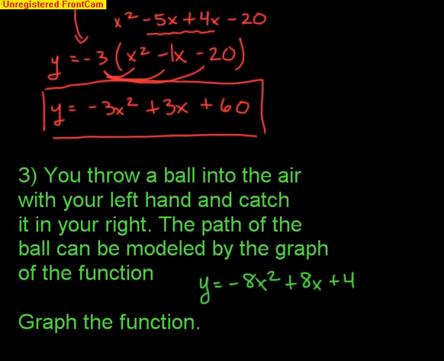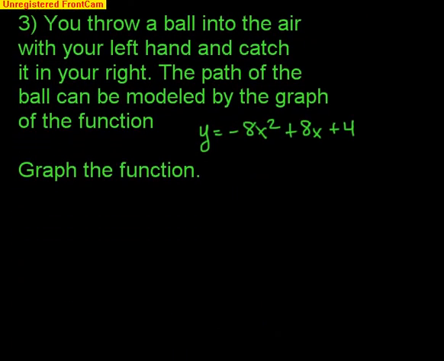Okay, so let's go ahead and do our third problem. It is a word problem. It says you throw a ball into the air with your left hand and catch it in your right. The path of the ball can be modeled by the graph of the function y equals negative 8x squared plus 8x plus 4. We're going to graph this function.